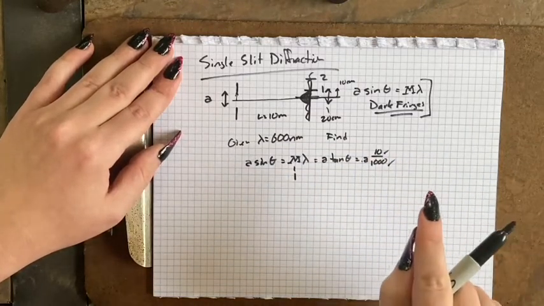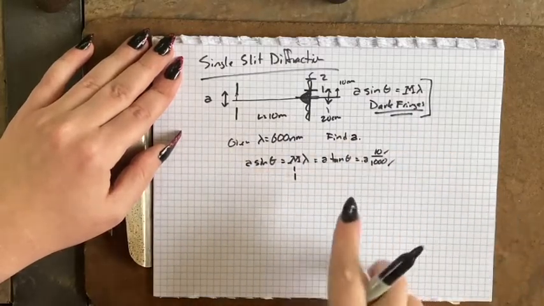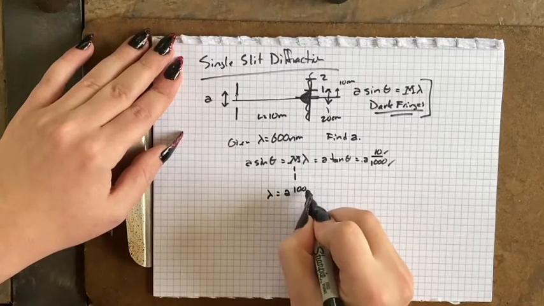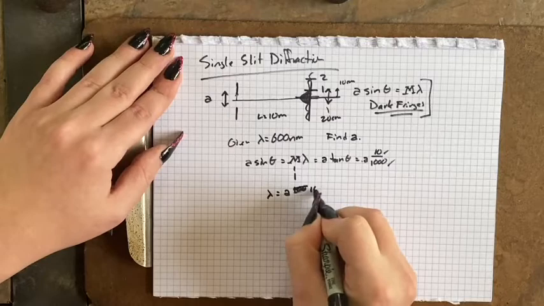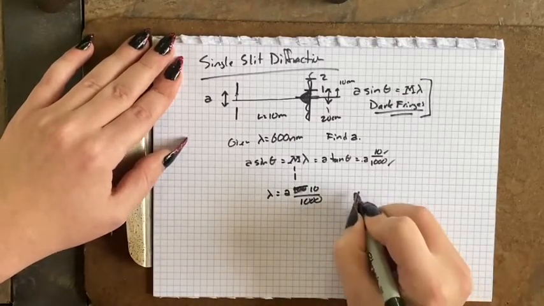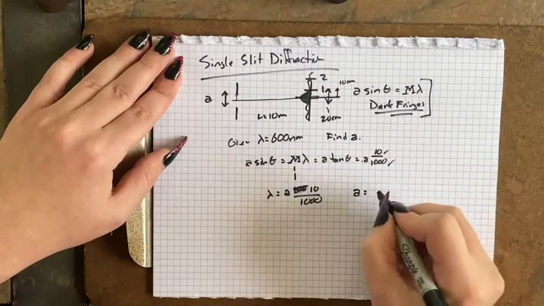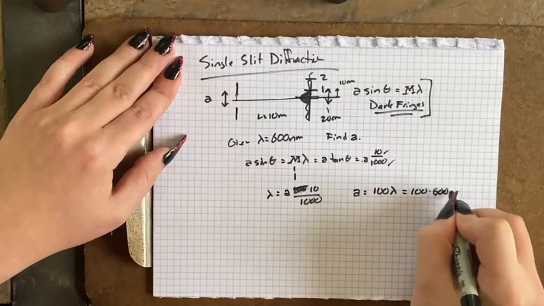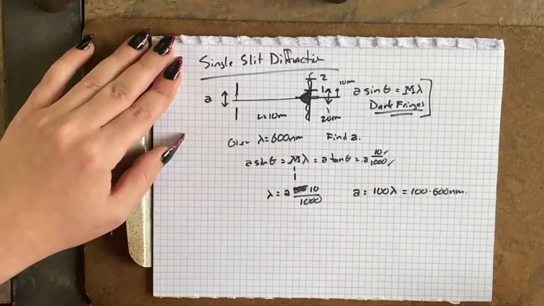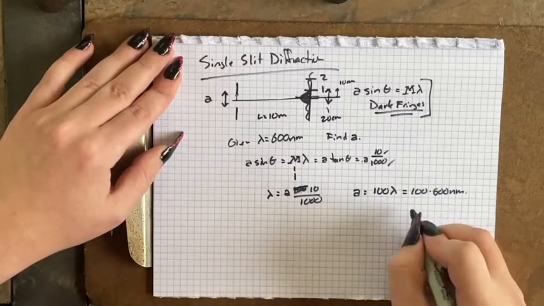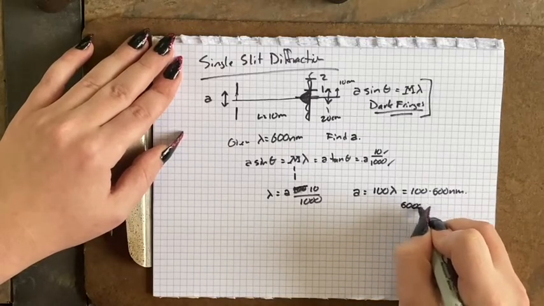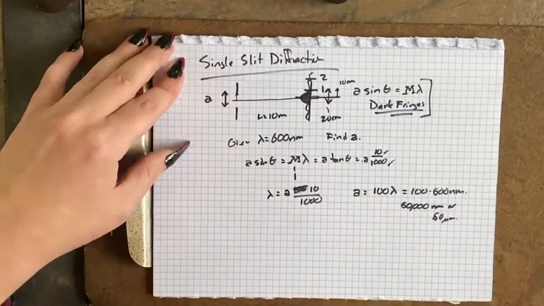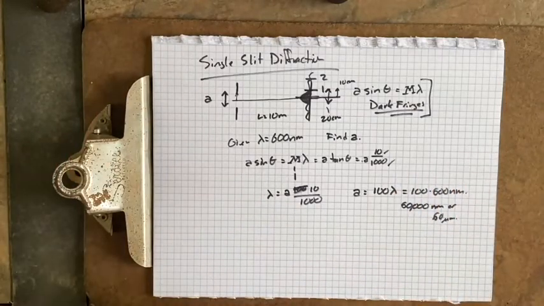Okay, so I think we want to define A. So let's use these two parts. Lambda equals A, looks like, 10 over 1,000. So A is 10 over 1,000, that's 1 over 100. That equals 100 lambda, or 100 times 600 nanometers. Pretty big. What's that? Yeah, 60,000 nanometers, or I guess 60 micrometers. So that's how to do a problem like that.